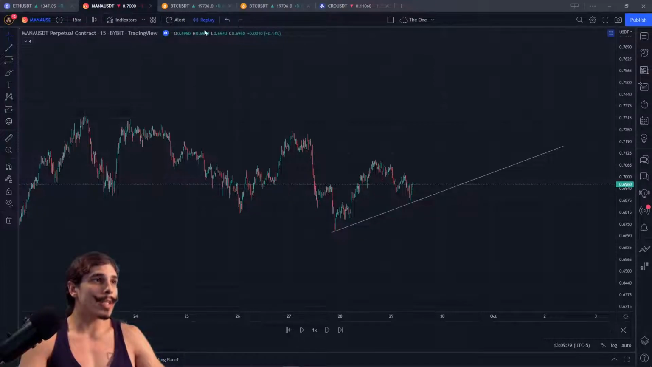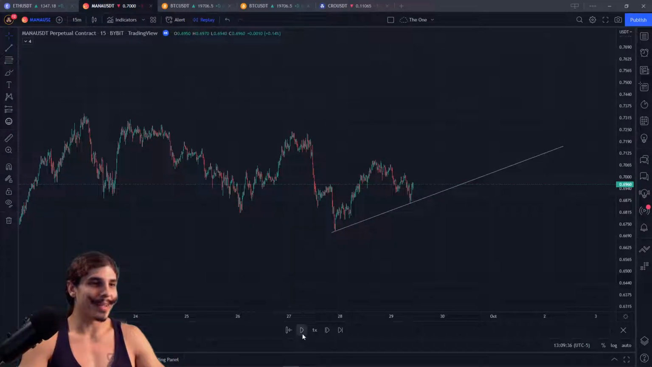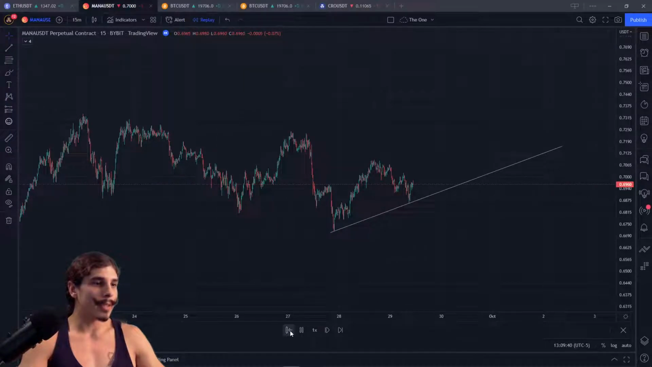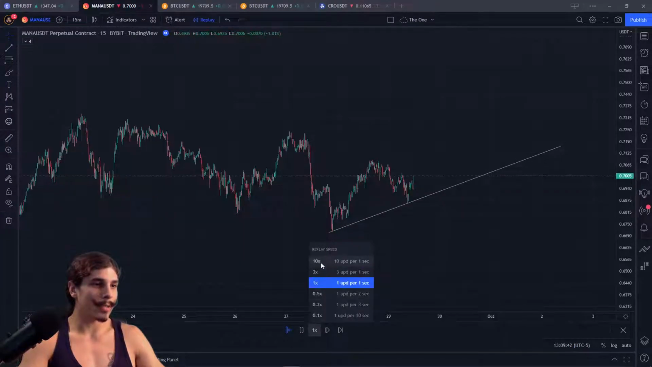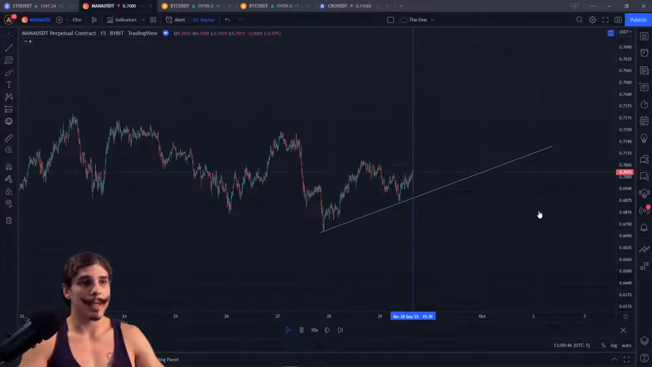So if we just play this forward a little bit, oops, I'll just go ahead and exit now. I see the play bar right there. Why is it playing so slow? 1x. Okay, let me just speed that up a little bit. Okay, we'll go to 10x because I ain't got time for all that.